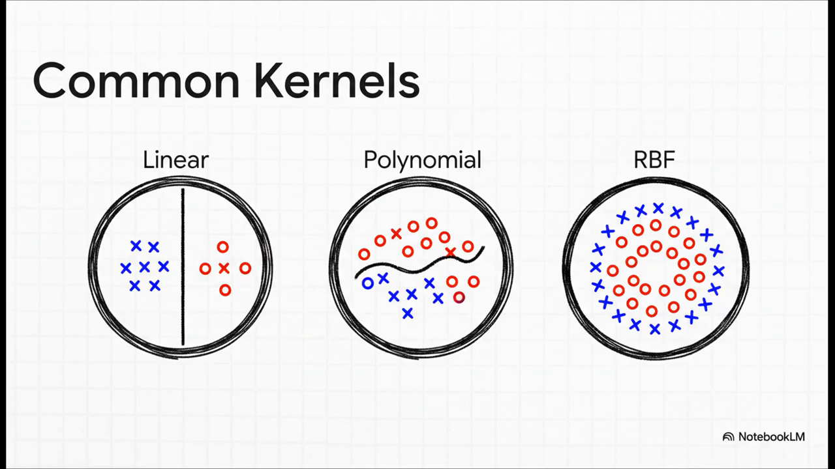And there are different kernels or functions we can use to do this. The linear kernel is just our basic straight-line SVM. A polynomial kernel can create nice curved boundaries. And the radial basis function, or RBF kernel, is super popular because it's fantastic at creating those complex, circular-type boundaries, perfect for our donut problem.